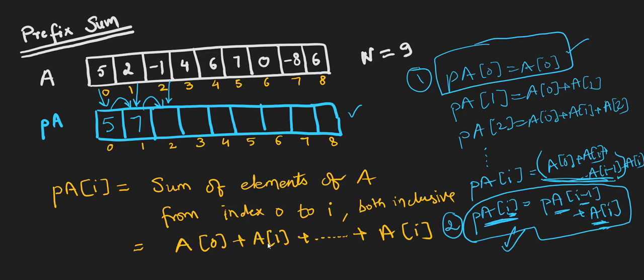So let's go and fill: 7 plus minus 1 will be 6. Same way, 6 plus 4 will be 10. Now 10 plus 6 will be 16. 16 plus 7 will be 23. 23 plus 0 will be 23. Now this 23 plus minus 8 will become 15. And same way, 15 plus 6 will become 21. So with one linear scan, one loop from left to right, you can essentially get the prefix array easily.